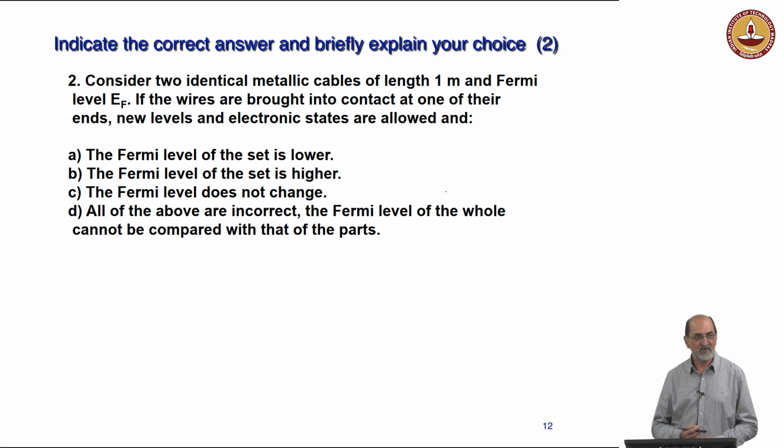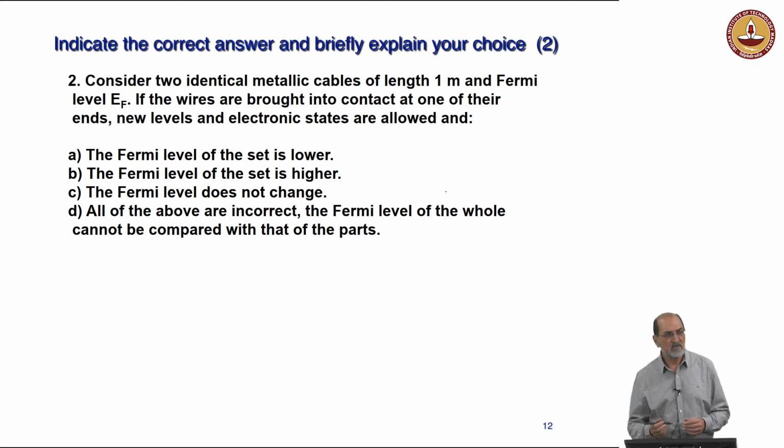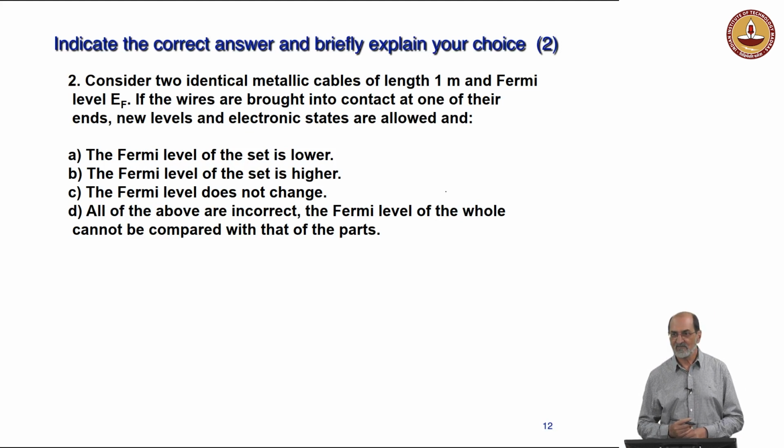That is, if you have a piece of metal which is bigger, you're going to have more electrons. So you could think, oh, I have more electrons, I have to accommodate the electrons. Electrons are fermions, so, oh, the Fermi level is going to go up. Right? What is wrong in what I'm saying? Something must be wrong.